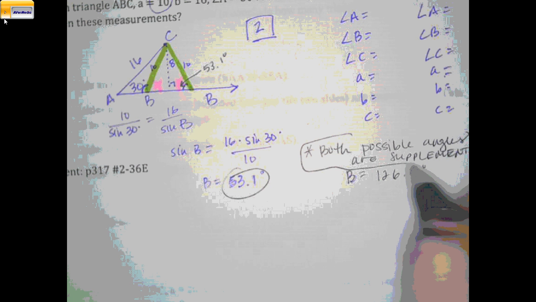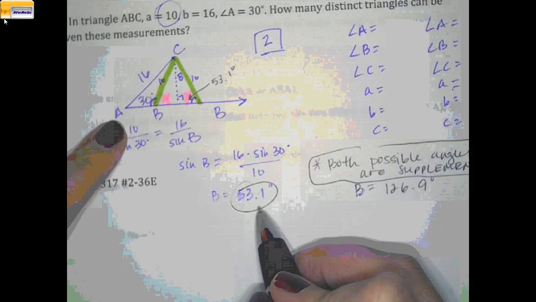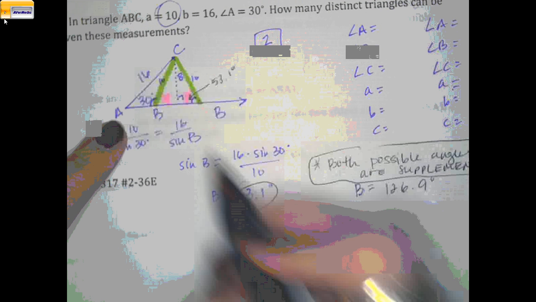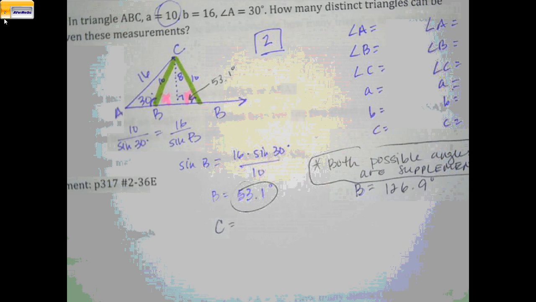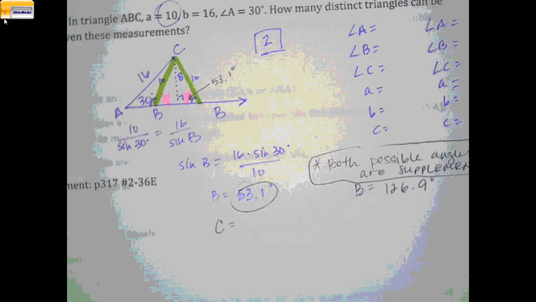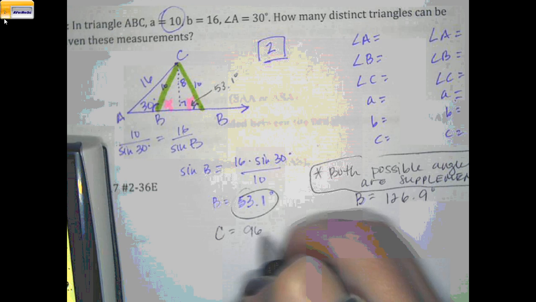And now it's just a matter of finishing it out. I'm going to start with the first triangle we started, where B was 53.1. Now I need angle C. How do I get it? You know this. I have two angles. Yeah, 180 minus 30 minus 53.1. There you go, and it's 96.9 degrees.